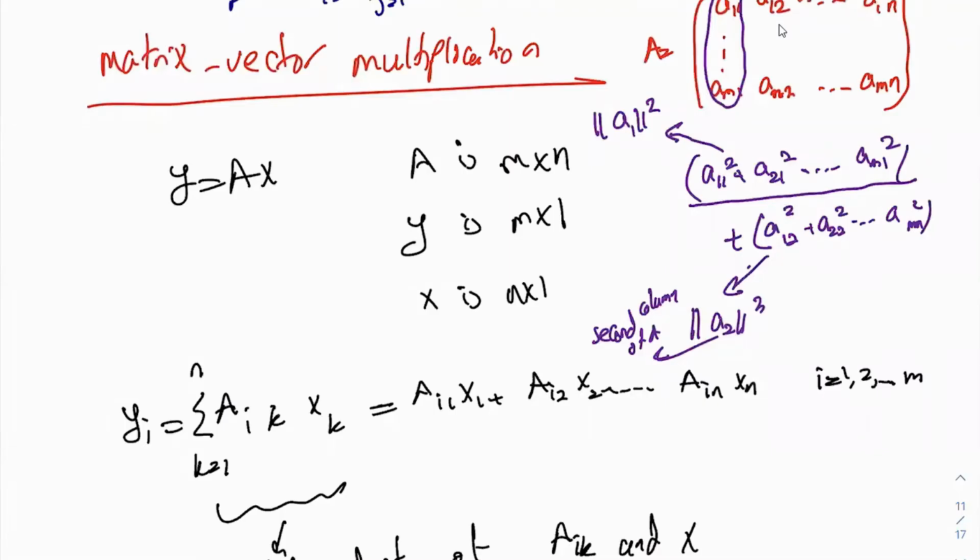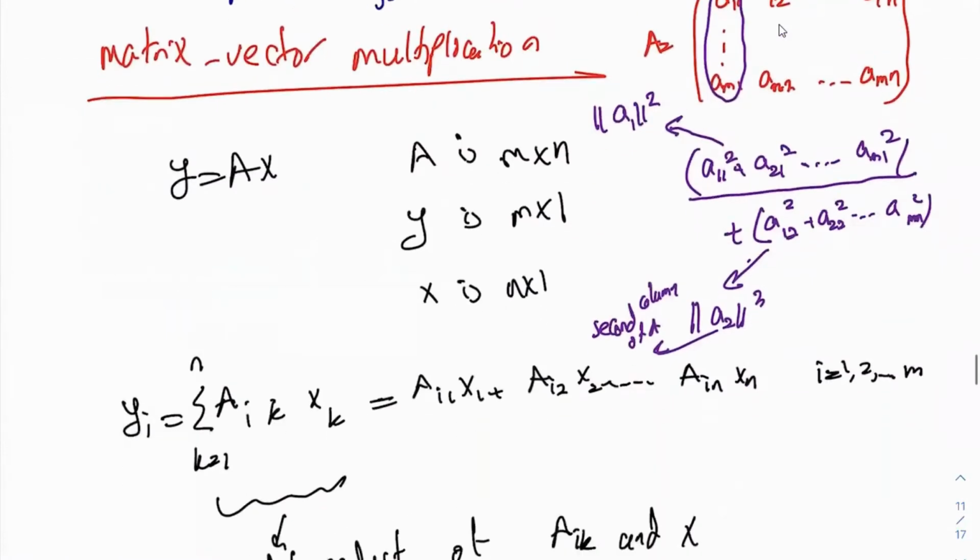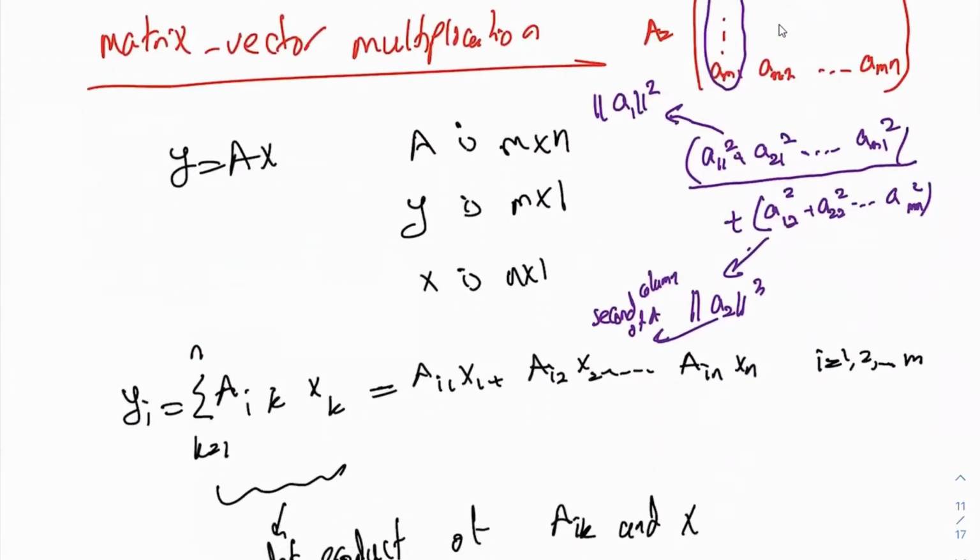Now let's talk about matrix vector multiplication. This is a very important concept, and this one requires spending more time on it. So for a matrix vector multiplication, consider a general case that A is m by n, and x is a vector of n by 1, an n-dimensional vector.